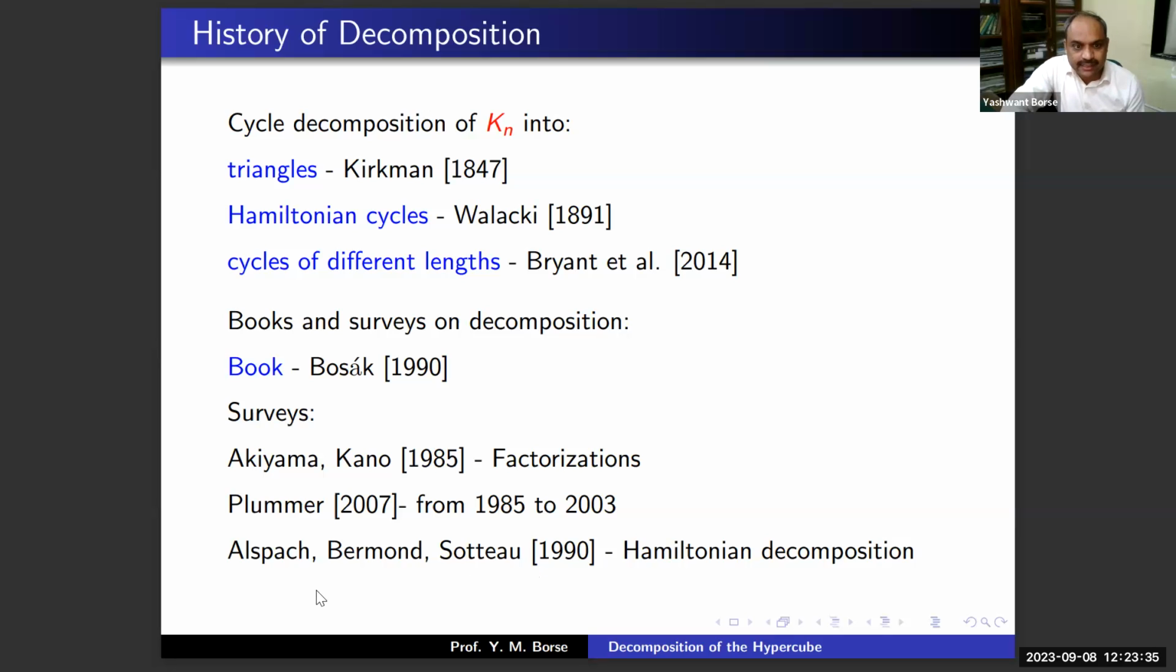I was motivated by this last paper, and because I read this paper, I later started working on decomposition.